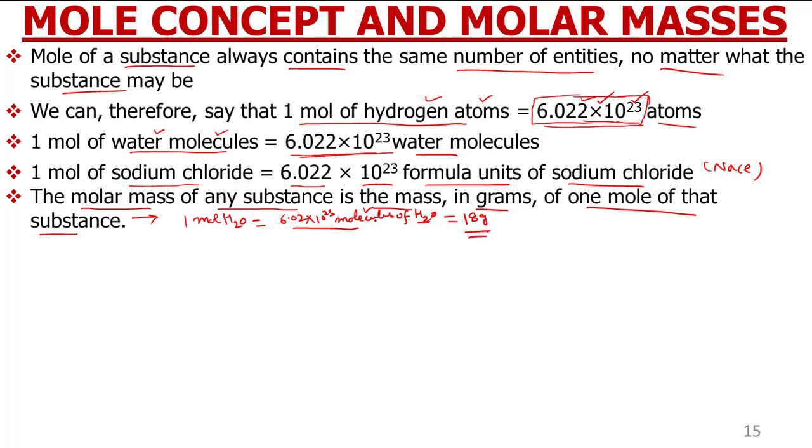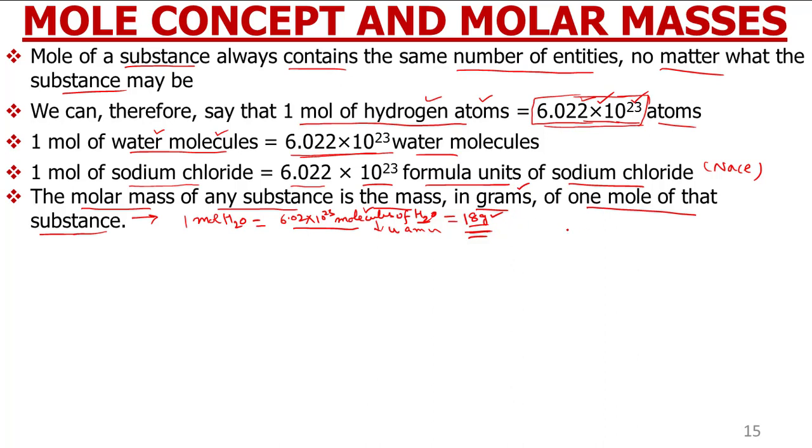The mass of a single molecule will have a unit, either U or AMU, and the unit of molar mass is gram. So the molar mass of any substance is the mass of 1 mole of that substance. If we take 1 mole of that substance and note its weight, then the weight which comes out, we will call its molecular weight or molecular mass.